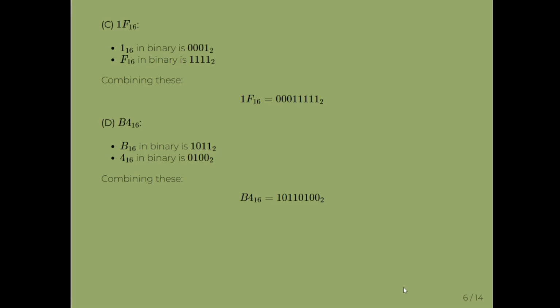So combining these, we get 1F is 0001 1111. Okay, and finally B4. B4 in binary is 1011, and 4 is 0100, and combining these we get 1011 0100. So that's straightforward enough really.